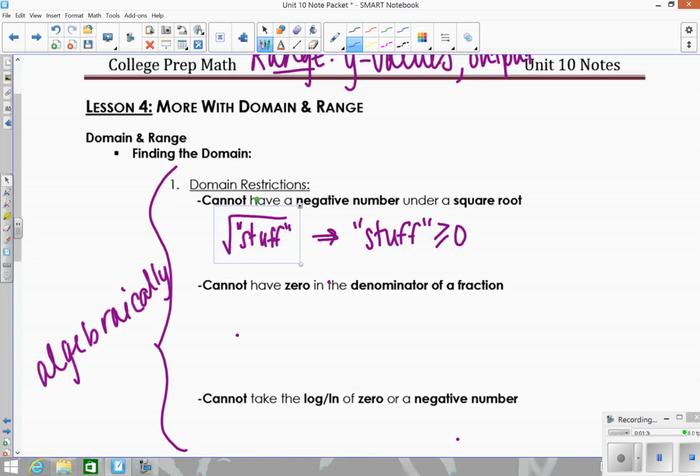Another scenario is when you have a fraction. So let's say we have a numerator over some denominator. You cannot have 0 in the denominator. If you divide by 0, it's undefined. So whatever is in the denominator has to not equal 0. So the denominator does not equal 0. That's how we would figure out the domain of something like this.